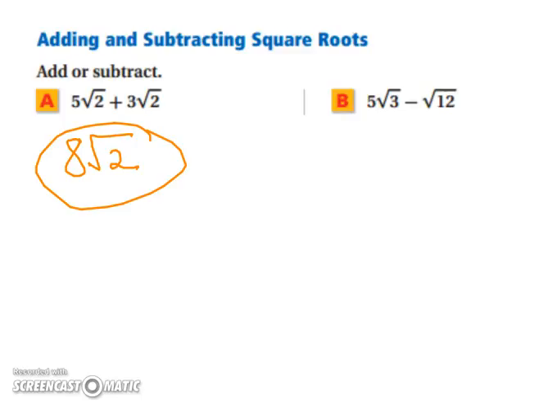Let's look at B. B is a little bit trickier. One of them you need to simplify down, and that would be the square root of 12. So let's look at the square root of 12. You can rewrite the square root of 12 as the square root of 4 times the square root of 3. The square root of 4 is 2, and we don't have anything for the square root of 3 that's nice.